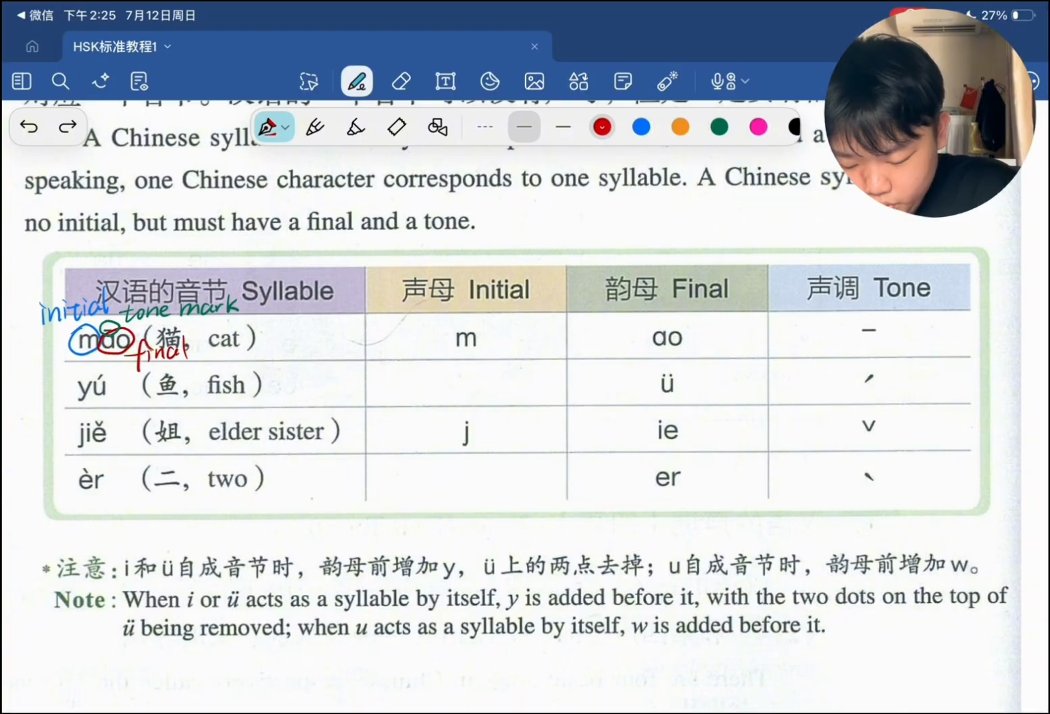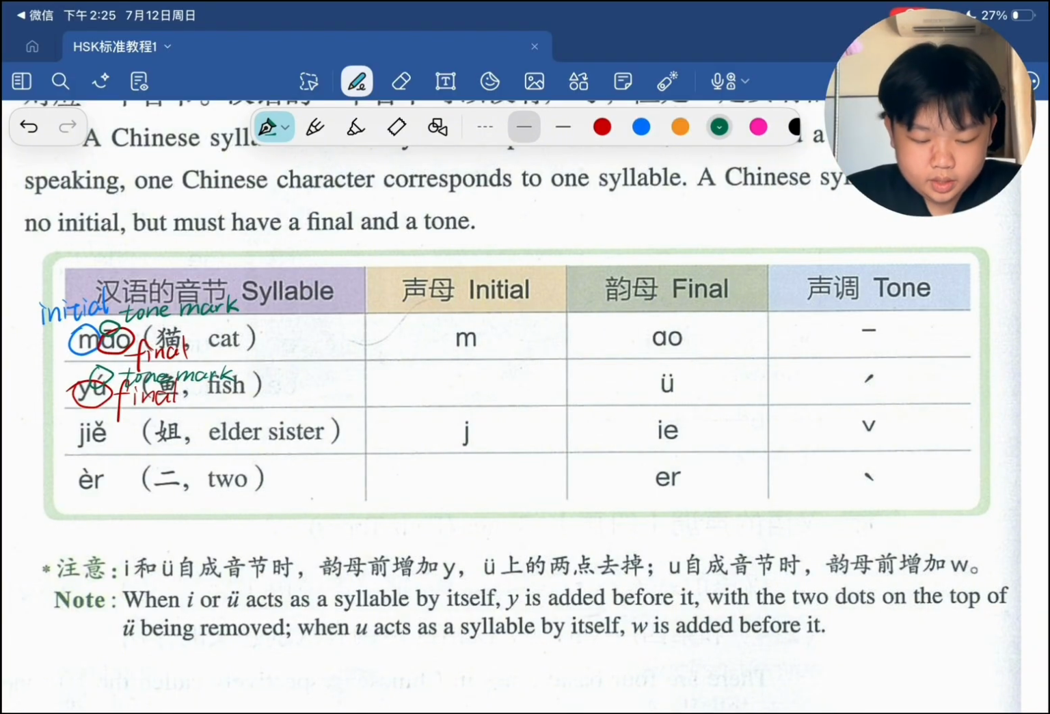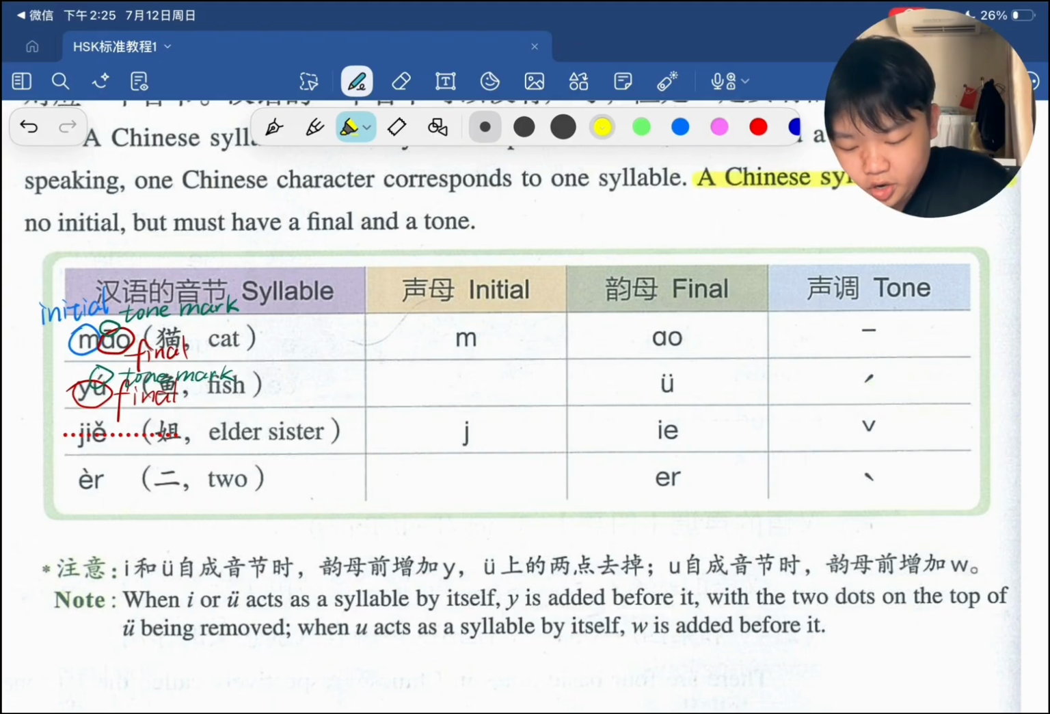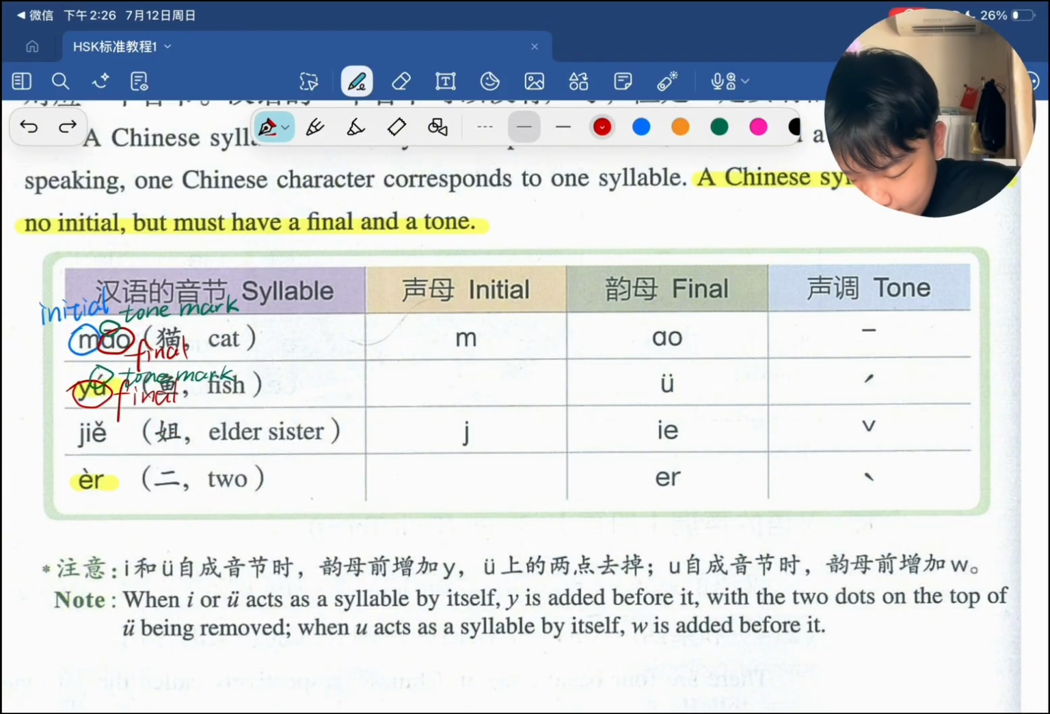Next one, yu means fish. It doesn't have an initial. It only has a final and a tone mark. So a Chinese syllable can have no initial but must have a final and a tone, just like yu. Next one, 解. j is the initial and ie is the final.